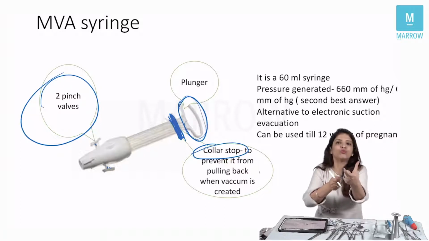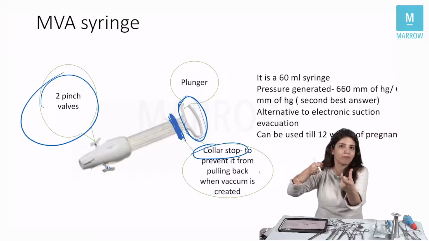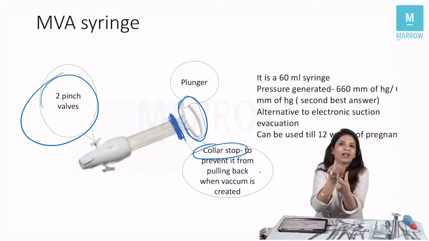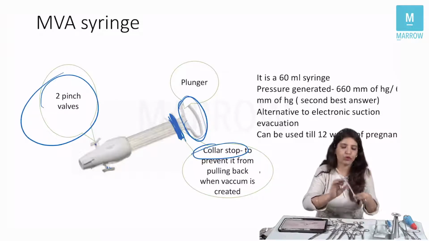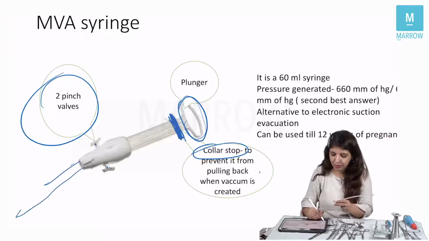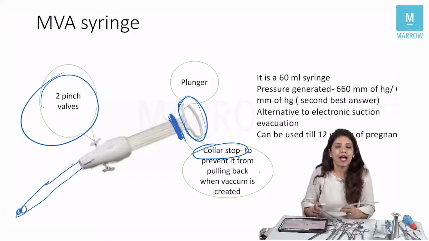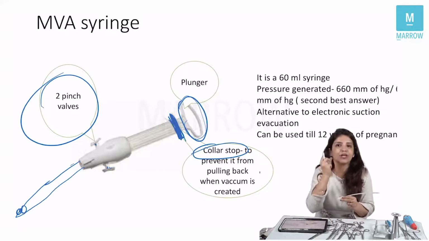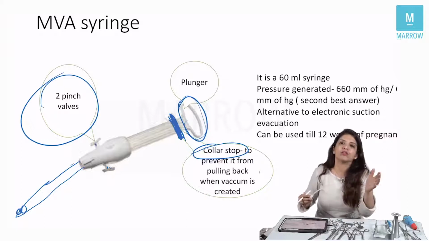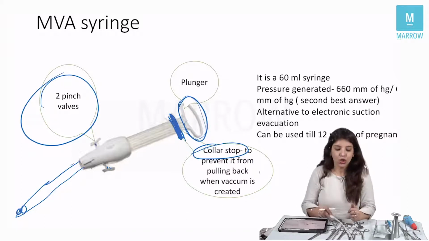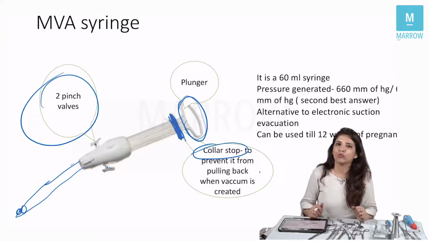First you are going to close the pinch valves and pull the plunger back so that vacuum is created inside this MVA syringe. This is called charging of the MVA syringe. Once you are done with this, you are going to attach the Karman's cannula at the tip and release the valves. When you release the valves, the vacuum will be transferred and the product of conception is going to come out, right? So this is how you use a manual vacuum aspiration syringe.